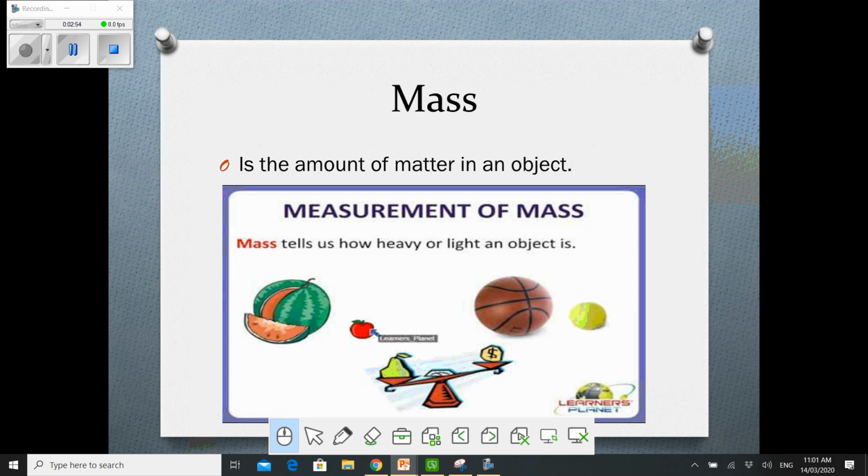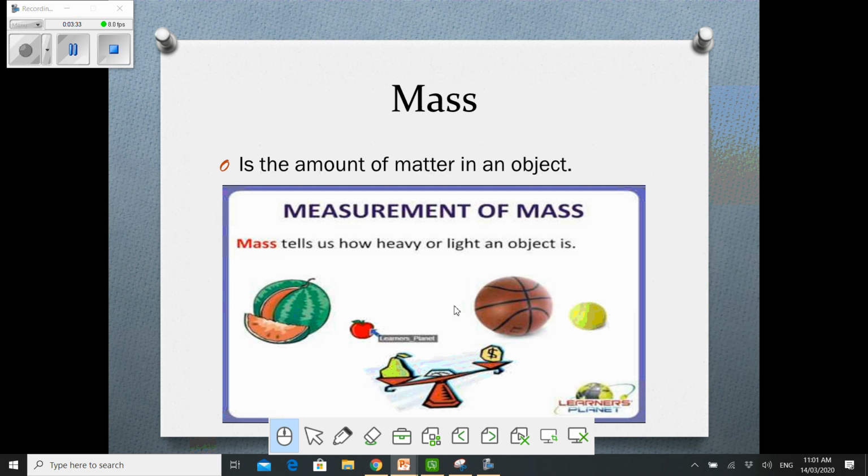What do you mean by mass? Mass is the amount of matter in an object. So the amount of matter, we called it mass. Anything that has mass, we called it matter. If you see this picture, the watermelon and the apple, both of them have mass. If I put them on the balance, I will see that the watermelon is heavier than the apple.